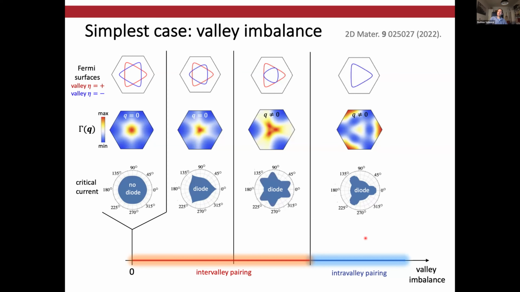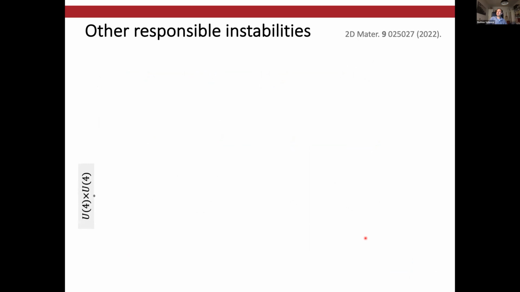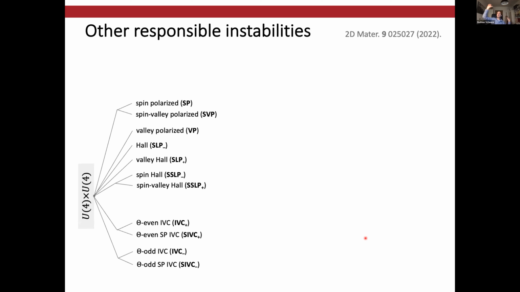And now let's go back to this plethora of instabilities that I mentioned earlier, right? So out of this U(4) limit, there are a lot of states that emerge out of it. I listed them here again. They're categorized into U(1) valley symmetric states, so states that don't affect the fact that valley is a quantum number, and states that are inter-valley coherent, so that spontaneously couple the two valleys. And the question I would like to ask is, if we assume that any of these states coexist with superconductivity, which of them can give rise to a diode effect?